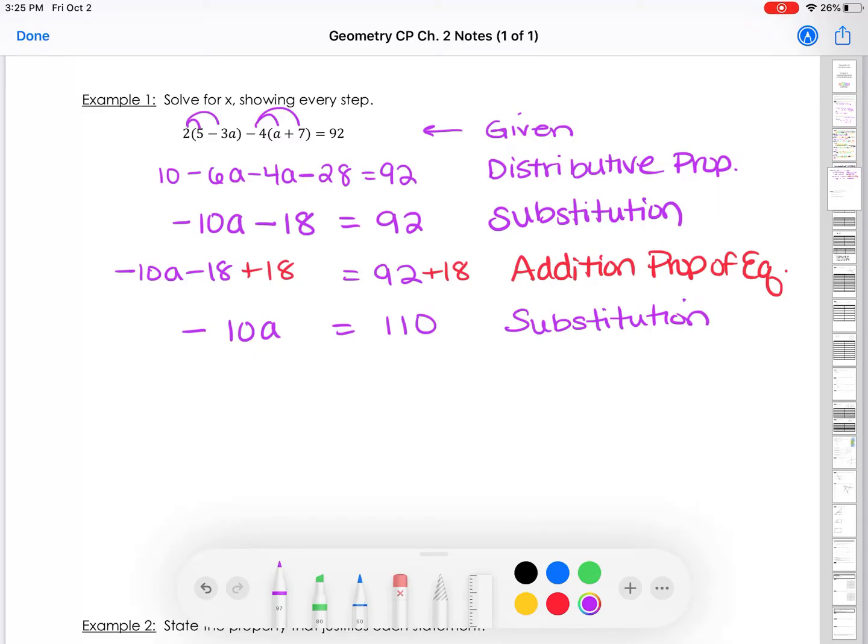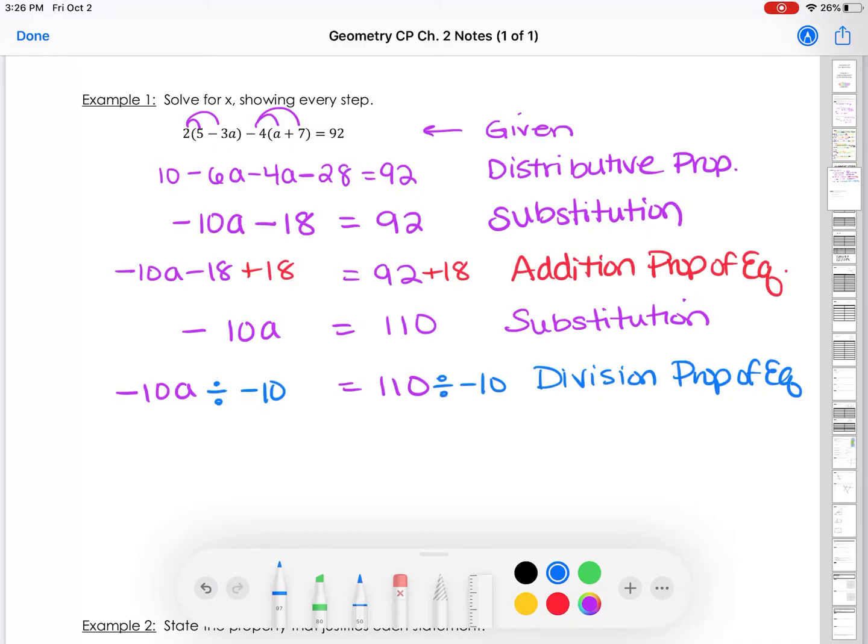All right, the next thing that I want to do is division. Now, I know there's an urge to just draw the line underneath and write the number, but we want to write this in a row, so it has to be its own step. So now we are going to divide by negative 10. And when we divide by negative 10 on both sides, that is the division property of equality.